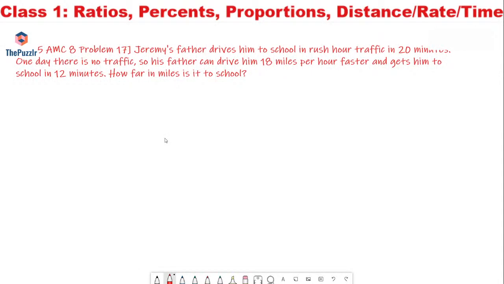Here's problem number 17, this time from the 2015 test. Jeremy's father drives him to school in rush hour traffic in 20 minutes. One day there is no traffic, so his father can drive him 18 miles per hour faster and gets him to school in 12 minutes. How far in miles is it to school? Okay, so this problem is a bit hard and it can't really be solved in 60 seconds, so we'll try solving it together. His father drives him to school in rush hour traffic in 20 minutes.